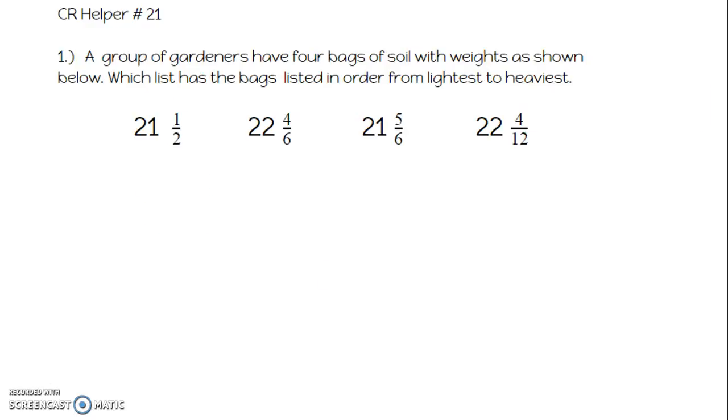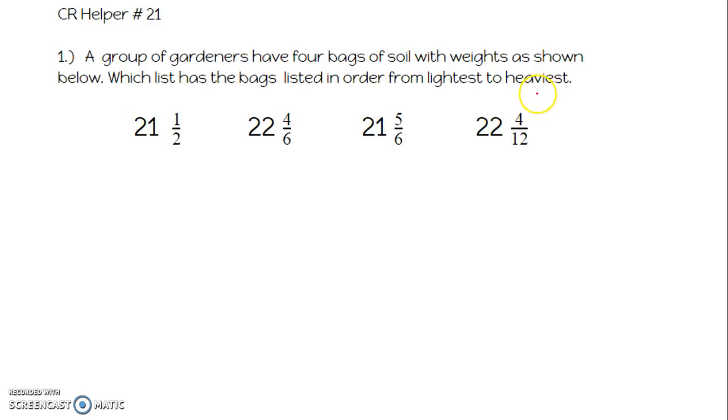A group of gardeners have 4 bags of soil with weights as shown below. Maybe the weights of the bags are in pounds. So the first bag would be 21 1/2 pounds. The next bag would be 22 4/6 pounds. The next bag would be 21 5/6 pounds. And the last bag would be 22 4/12 pounds. Which list has the bags listed in order from lightest to heaviest? Lightest to heaviest, they must want us to write the numbers in order from least to greatest.